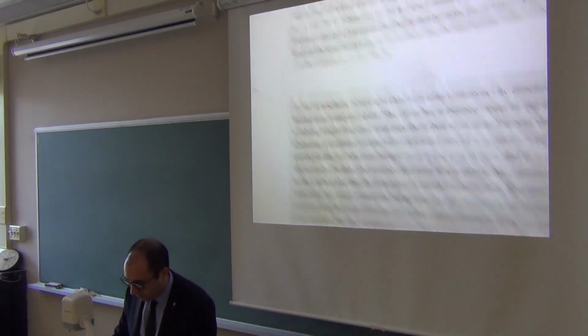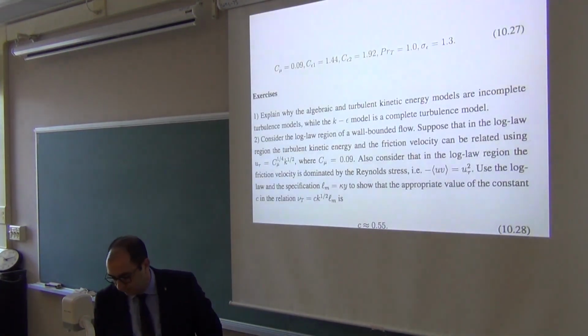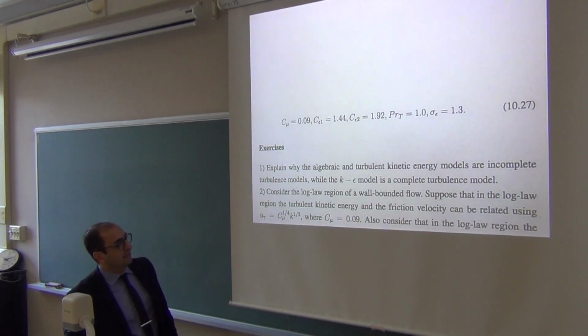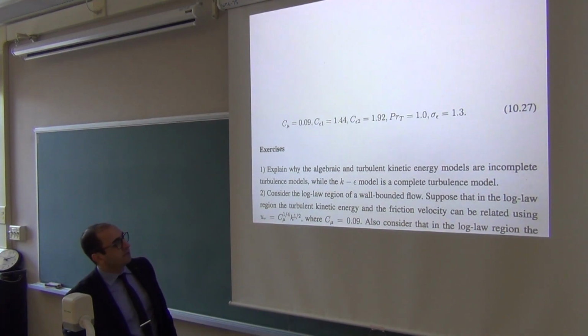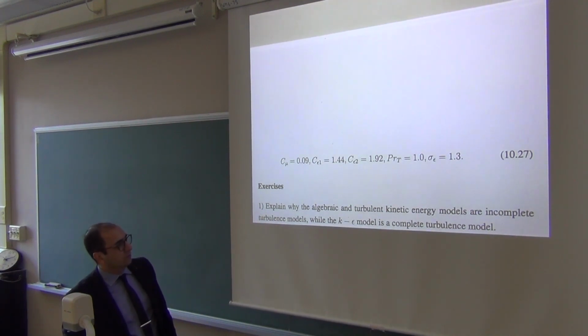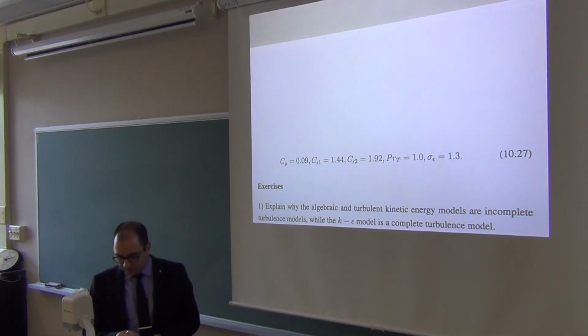And the model is fully closed by a specification of 5 parameters. Okay, and here are the 5 parameters. So really, there are only 5 arbitrary constants required to close the model. Everything else is a transport equation. So what are these constants?